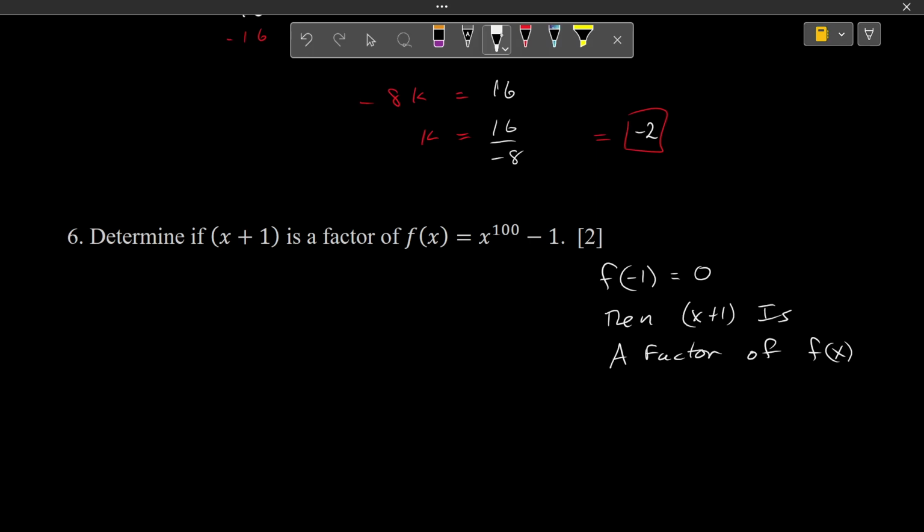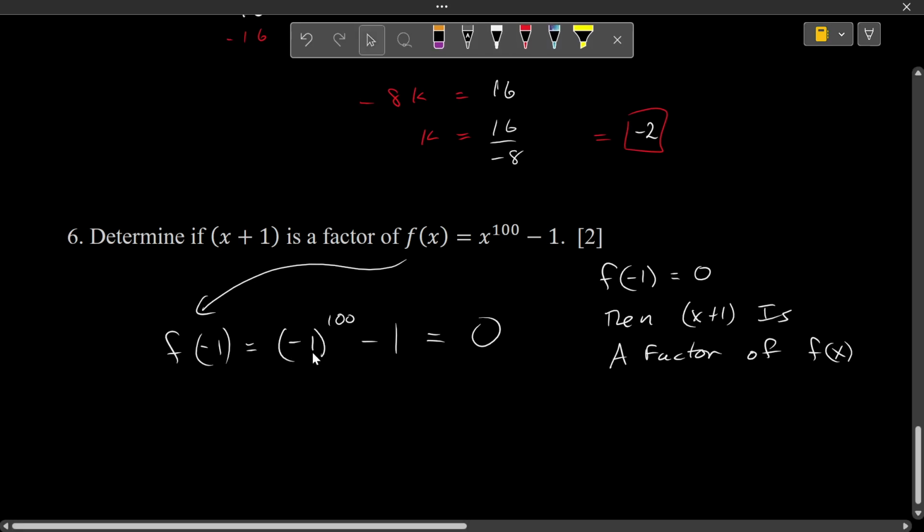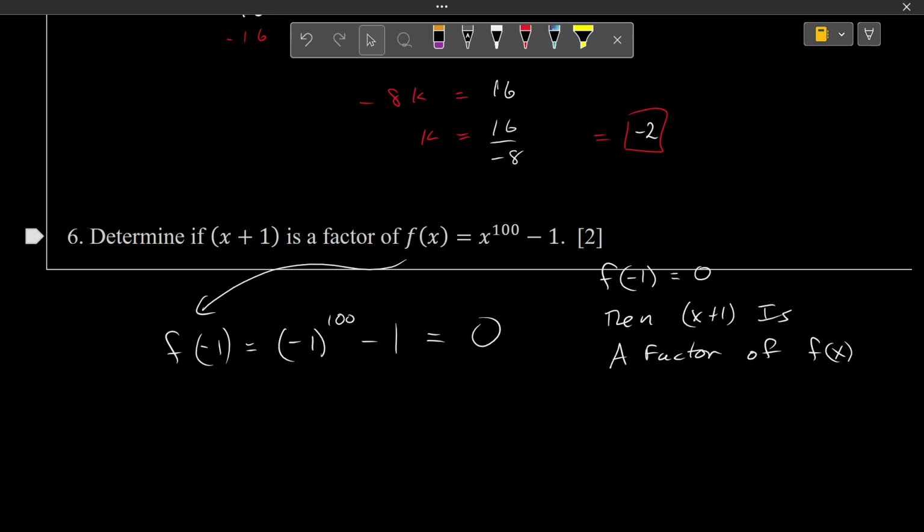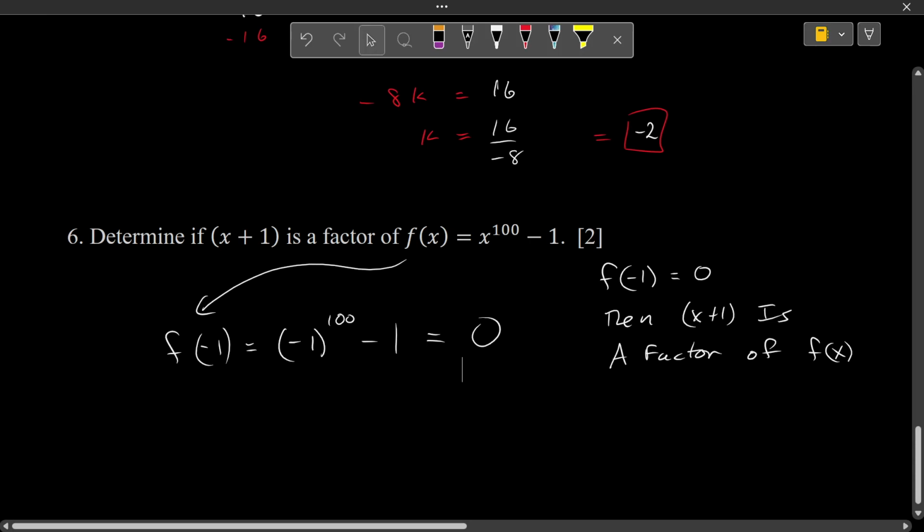Basically, all we need to do is take this polynomial and evaluate it at negative 1 and see what we get. Negative 1 to the 100 minus 1 turns out to be 0, because negative 1 to the 100 is 1, and 1 minus 1 is 0. So therefore, since the root of this binomial produces a 0 when we evaluate the polynomial at its root, the factor theorem states that that is a factor.